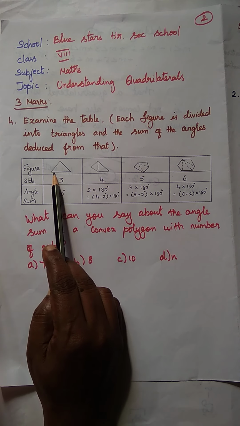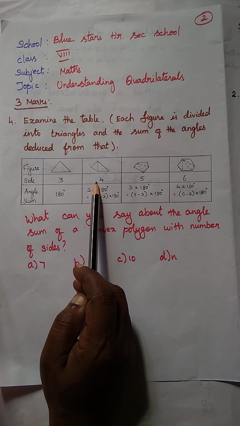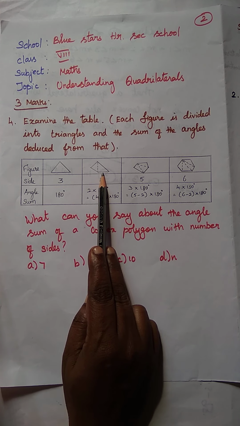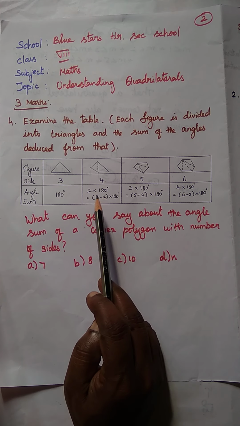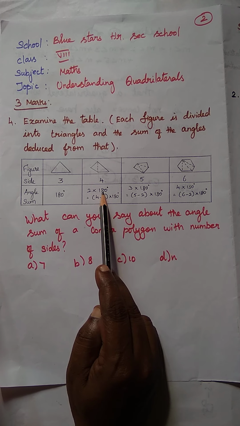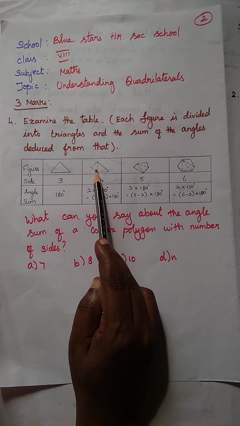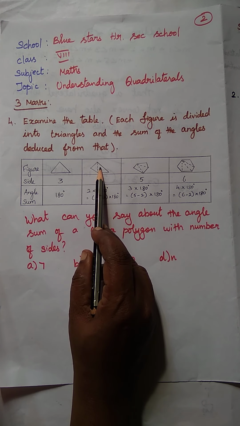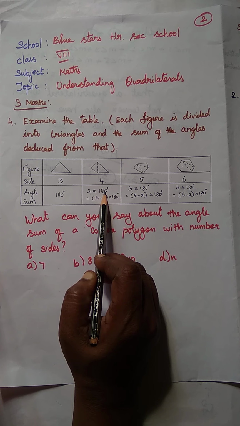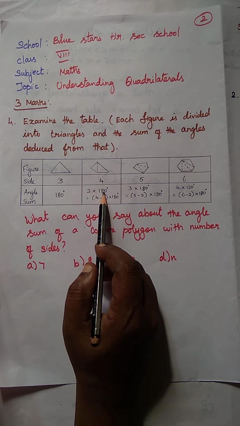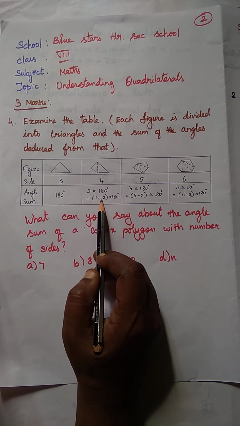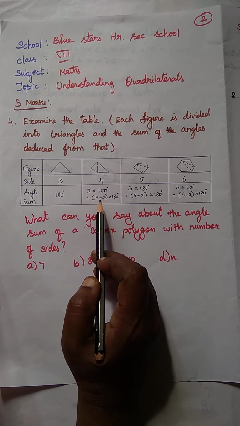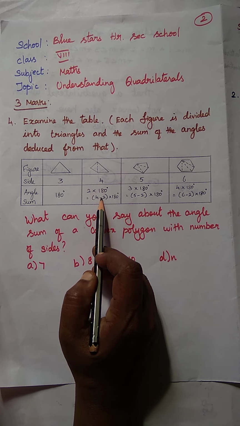We all know the angle sum of a triangle is 180 degrees. Now how can we find the remaining ones? See, this figure has 4 sides, and they have written 2 into 180. Why 2 into 180? Because there are 2 triangles; they have said it is divided into triangles. How many triangles are there here? 2. So they have written 2 into 180 degrees. Otherwise we can write this 2 as 4 minus 2. How does 4 minus 2 come? The total number of sides is 4, so it is 4 minus 2.